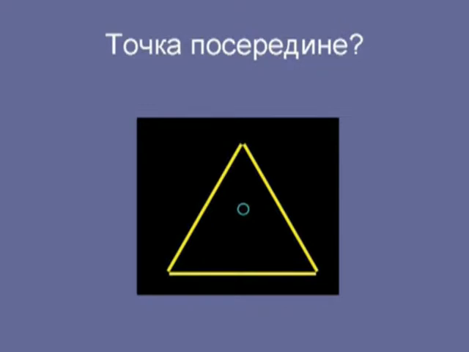Next one. Is the circle in the middle? Middle from top to bottom. In the middle of what? Square? Center. I mean, is the circle in the middle from the top of the triangle to the bottom of the triangle? It's an optical illusion. It makes it look like it's closer to the top, but if you were to measure, it's actually in the middle.